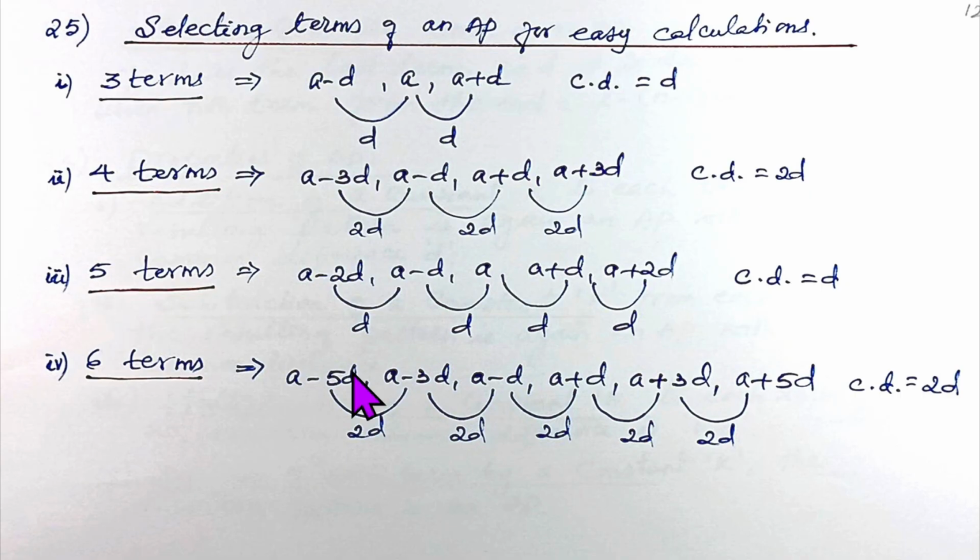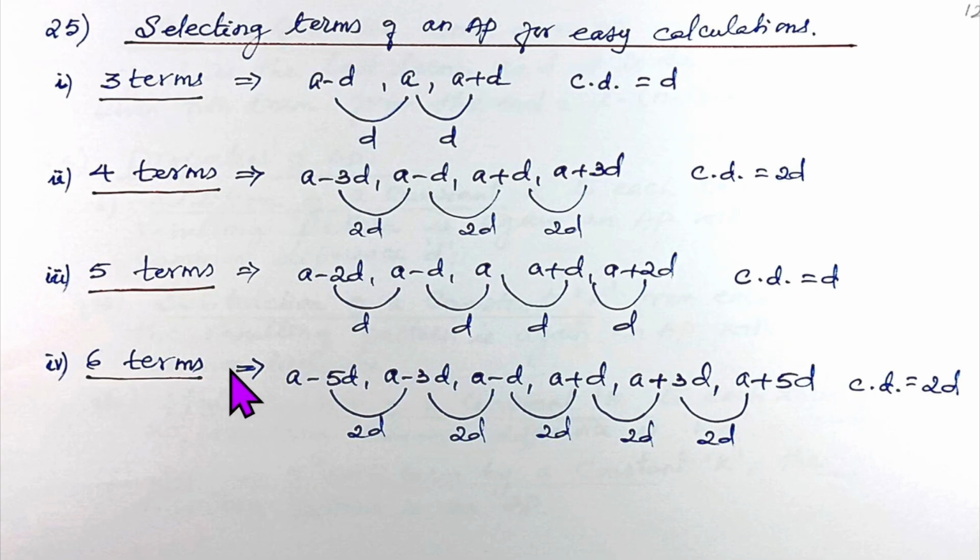If 5 terms are required, then start with a, add d, that will be a plus d to the right, again add d, it will be a plus 2d to the right, and subtract d, a minus d to the left, and again subtract d, a minus 2d to the left. So therefore the pattern is a minus 2d, a minus d, a, a plus d, a plus 2d with a common difference of d, very useful in calculations.